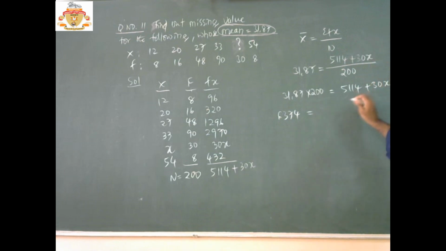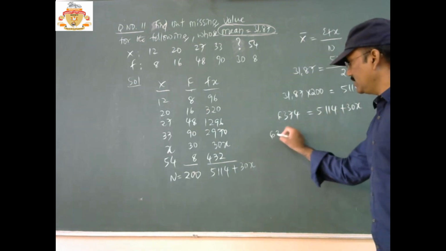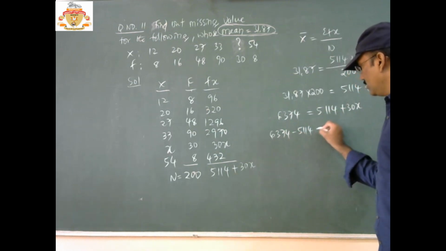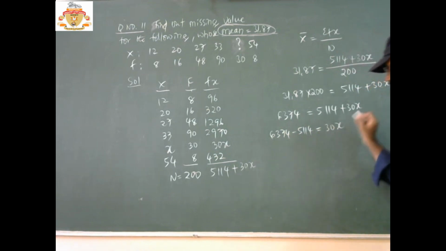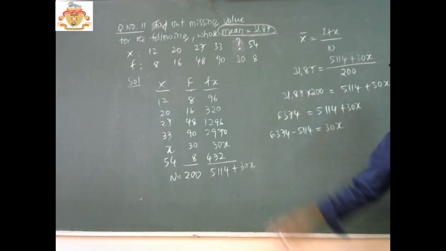6374 equal to this number as it is same. 5114 plus 30x. Now you need to shift the 5114 to this side. So 6374 minus 5114 equal to 30x. This 5114 shifted this side, plus into this side is minus.